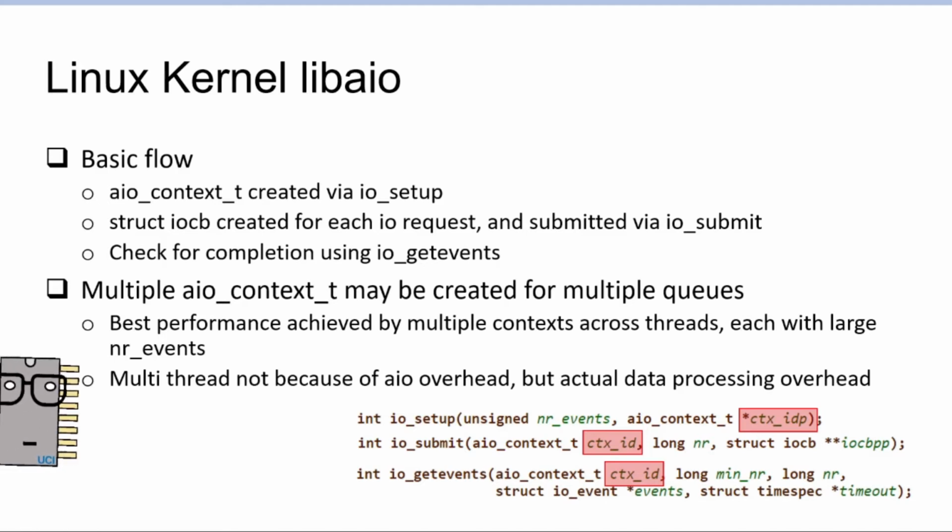Like I was just saying, multi-threading is probably necessary not because of AIO overhead. Typically, if you have one or two PCI storage SSDs, a single thread of kernel libaio is probably enough to keep the storage busy. But to actually process the data that is being piped in at multiple gigabytes per second, you probably do need to have multiple threads.